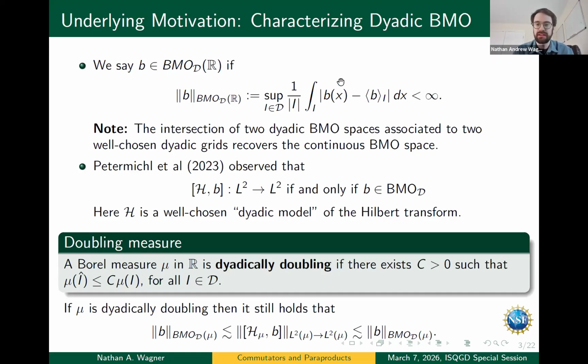So basically, everything, the integration, is taken with respect to mu. This is 1 over the measure of I with respect to mu here, rather than the Lebesgue measure. This integral average is with respect to mu. And we also would define the dyadic model of the Hilbert transform appropriately. But if we do that, everything still works. So the main takeaway here is that you can still get a characterization of BMO, dyadic BMO, via a commutator norm if your measure is nice enough and satisfies this dyadic regularity condition.